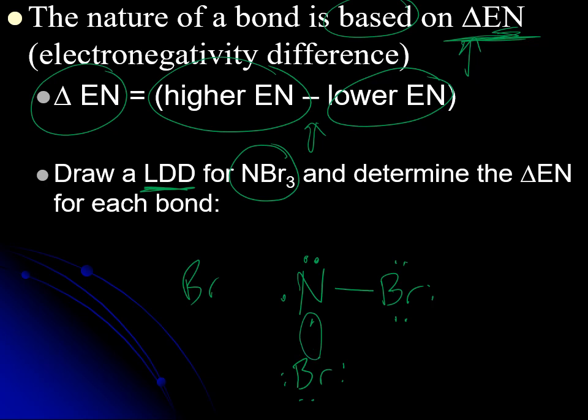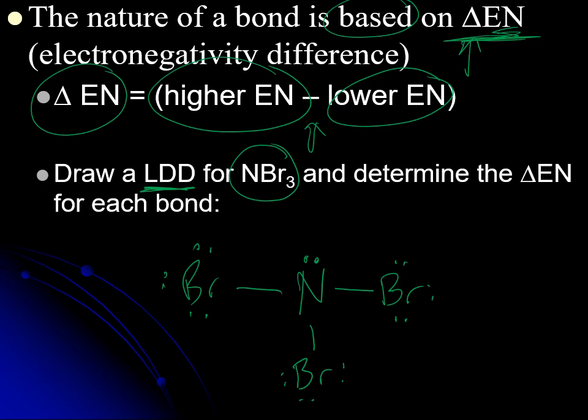Again, circle, replace that with the line that represents the shared pair, and we're going to end up with the same thing happening on this side as well. Shared pair of electrons, which we represent with a line as a bond. So there's a Lewis dot diagram for NBr3.